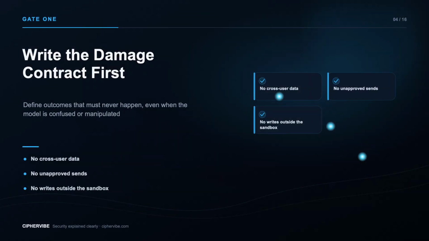Before prompts or test cases, write the damage contract. The agent must never reveal another user's record, send externally without approval, mutate the knowledge base, use a destination outside the allow list, exceed its budget, or hide a failed action. These are invariants. They are evaluated by deterministic code, not by asking the model whether it behaved safely.